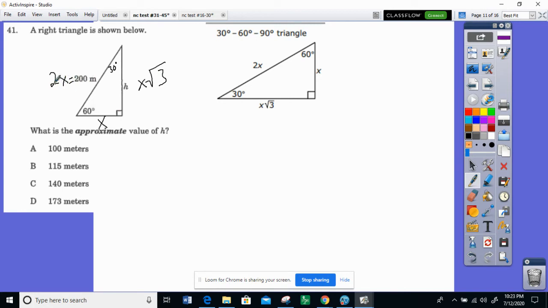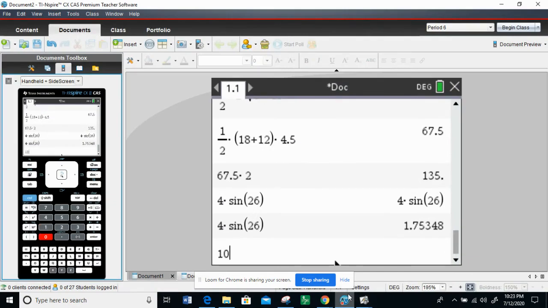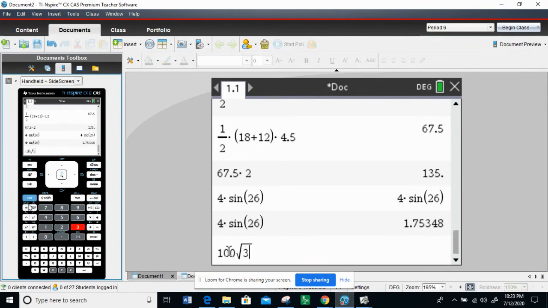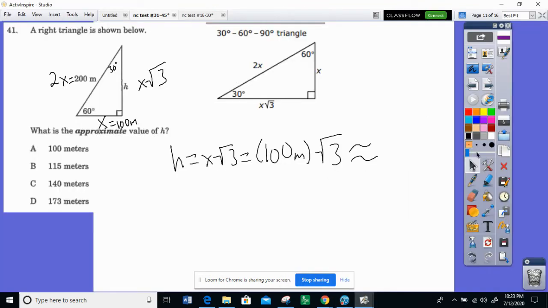So if 2x equals 200 meters, divide that by 2 and you get x equals 100 meters, which means that h, if that's going to be x times the square root of 3, we can substitute 100 meters for x, and that's going to be 100 meters times the square root of 3. So we can use our calculator to figure out about what that's going to come out to. 100 times the square root of 3 gives us 173, which gives us answer D.